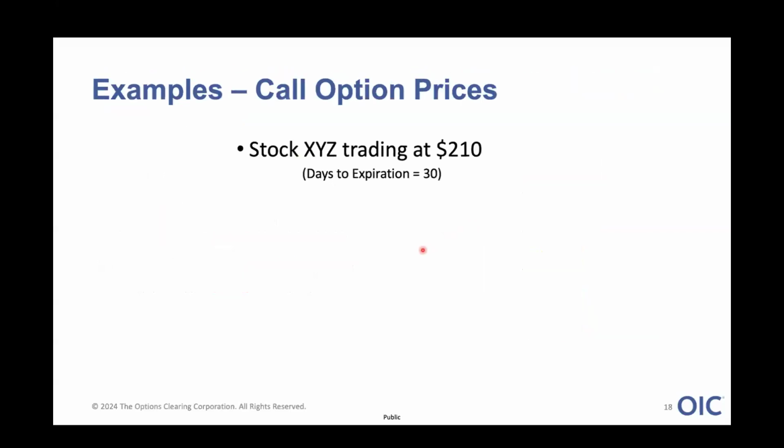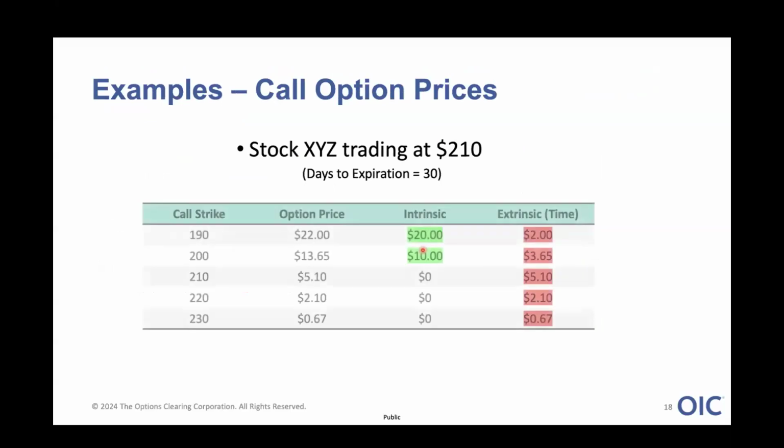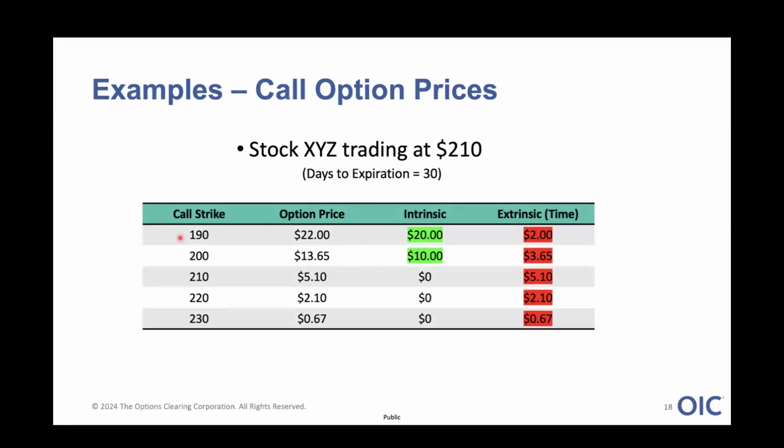So let's look at an example. We have stock XYZ trading at 210, with 30 days to go to expiration, and we see various call strikes. Let's just look at the 190 level call. With the stock trading at 210, the 190 calls are trading for $22. Well, we know that's the right to buy stock at 190, even though it's trading for 210. We know this option is $20 in the money. And if it's $20 in the money, and $22 is what the call is trading for, we know that $2 of that premium is extrinsic value and the other $20 is intrinsic value, because these two have to add up to where the price of the option is trading.